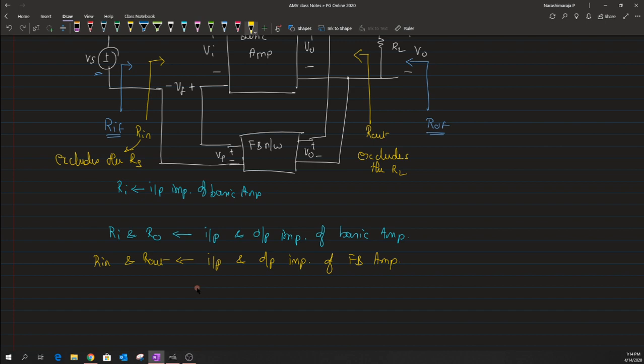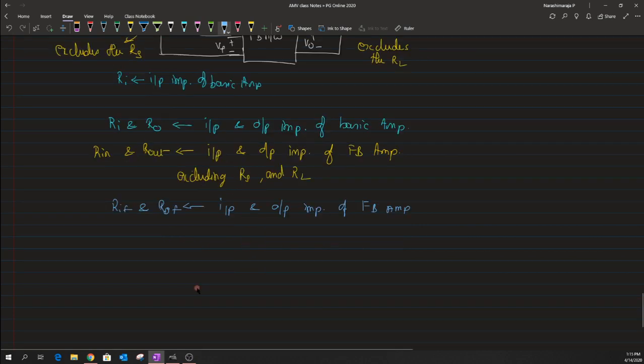excluding, let me write, excluding Rs as well as RL. Okay. Whereas we have the last definition, which is the RIF and ROF. Okay. So these are again the input and output impedances of the feedback network, but this includes the source resistance and the load resistance as well.